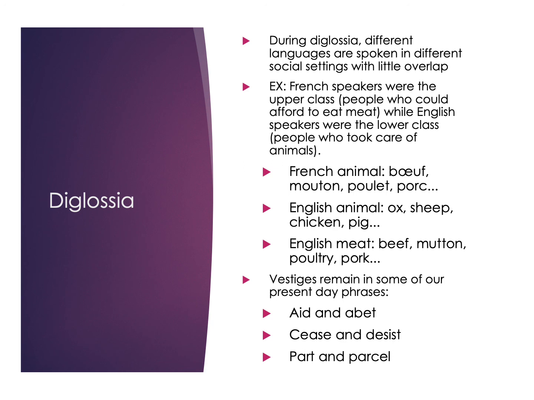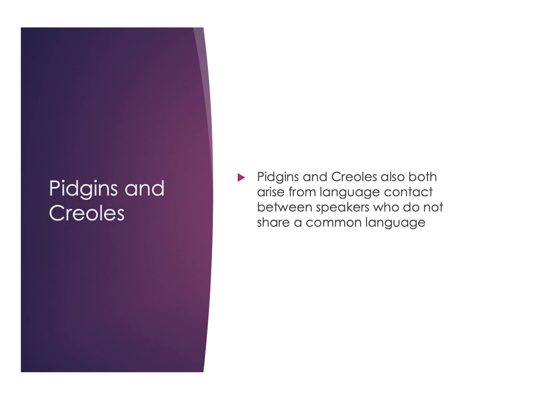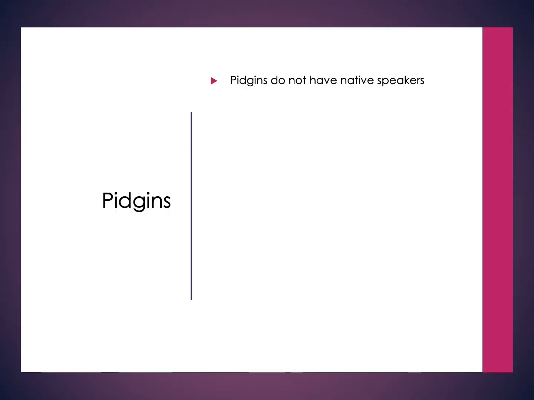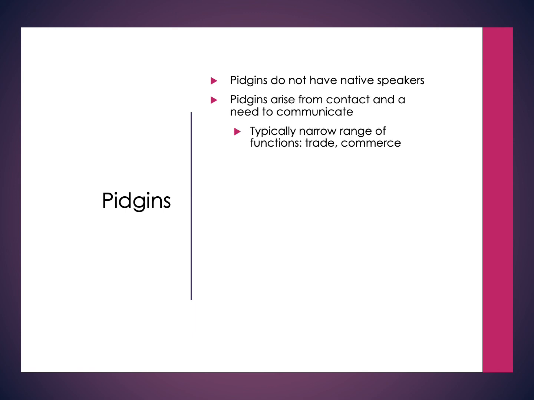And one other very important area of contact, and the last one that we'll talk about in this lecture, are pidgins and creoles. Pidgins and creoles are different languages that also arise from language contact between speakers who don't initially share a common language. There are some similarities and some differences between them. Pidgins are language forms that don't have any native speakers. They typically only arise from contact and from a very rudimentary need to communicate, so they have a very specific range of functions, things like trade and commerce.